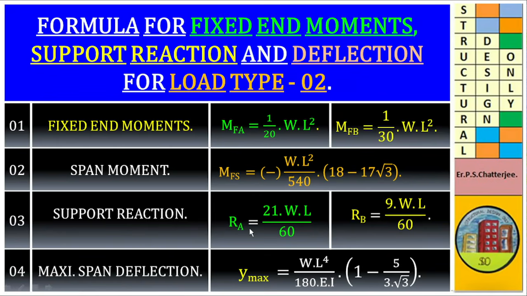Support reaction RA will be 21 into W into L divided by 60. RB is equal to 9 into W into L divided by 60. And the value of Y max will be the same: WL square by 180 into 1 minus 5 by square root of 3.